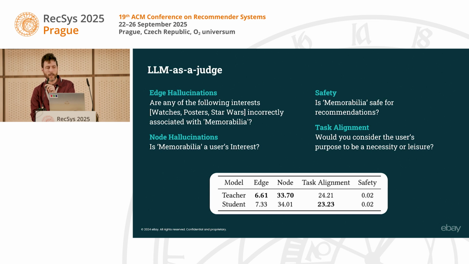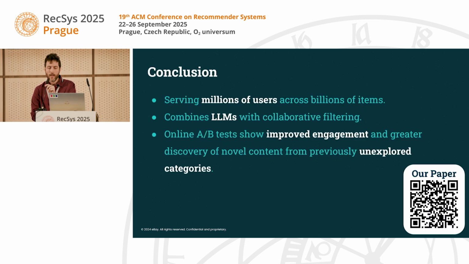In conclusion, we presented an LLM-driven recommendation system that serves millions of users across billions of items. It includes LLM alongside collaborative filtering. Also, online A/B tests show improved engagement and discovery of novel content from previously unexplored categories. Thank you.